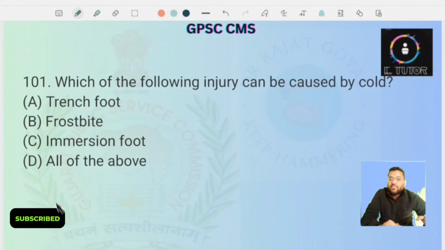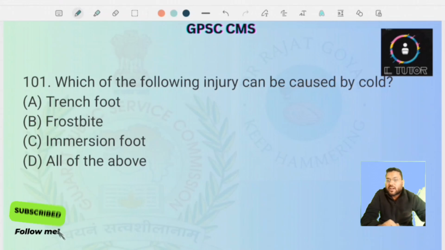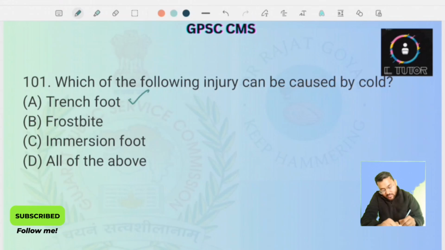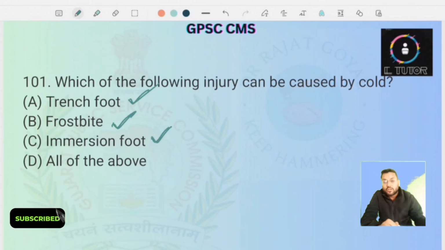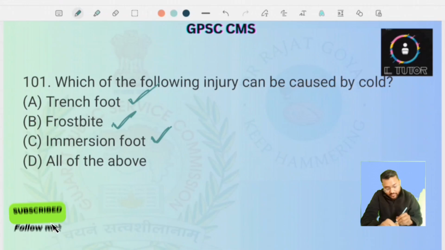Next question is, which of the following injuries can be caused by cold? So if we talk about trench foot, yes, it is caused by the cold. Frostbite also, and immersion foot also. So here answer will be all of the above.